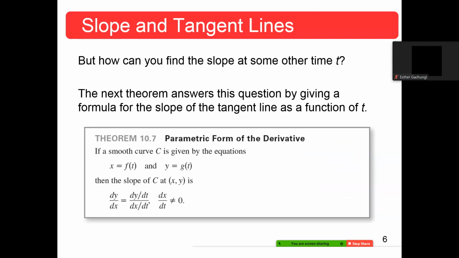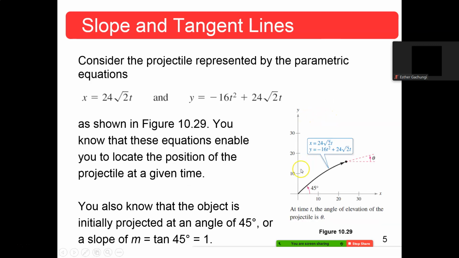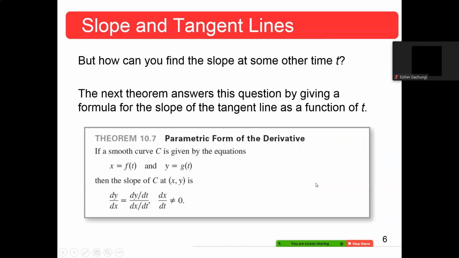Okay, but how can you find the slope at some other time, t? This next theorem answers that question by giving a formula for the slope of the tangent line as a function of time, not as a function of x. See, what we want here is the slope of the tangent line to be a function of t, not a function of x. So here you have it.